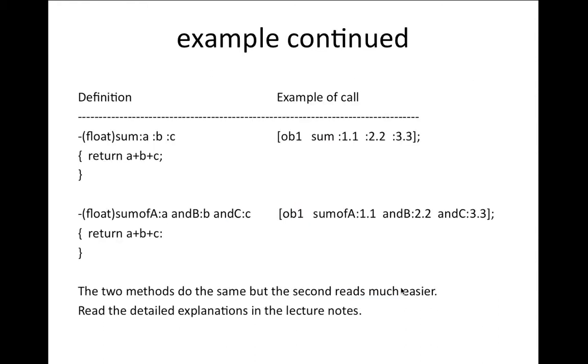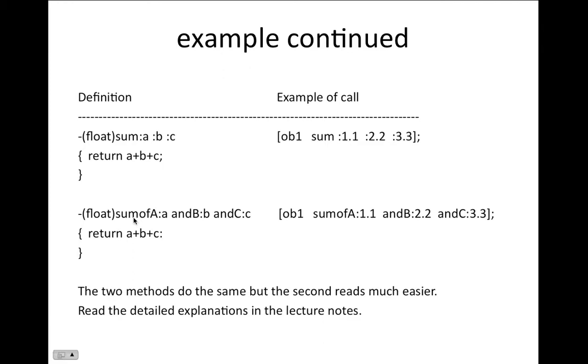Here are some more examples in terms of the definition. Here's our float sum method. The return type is float, the method name is sum, we have A, B, and C, and it returns A plus B plus C. And then here's the syntax for object 1: sum 1 is 1, 2 is 2, 3 is 3. So 0.1, 0.2, 0.3 actually.